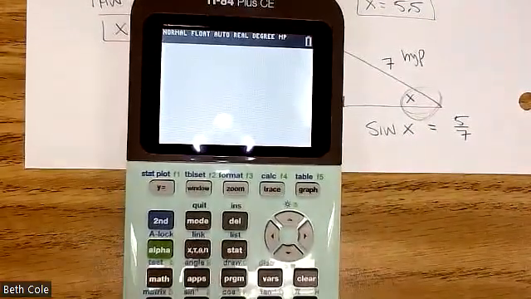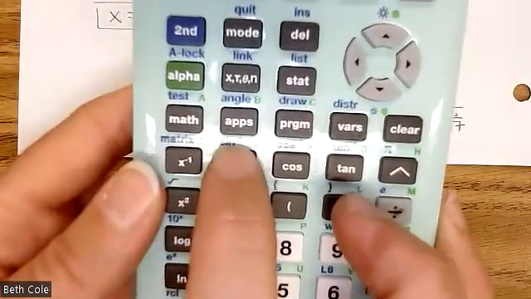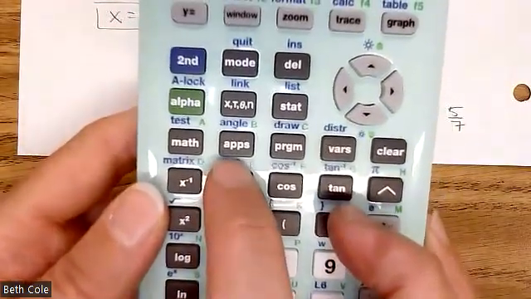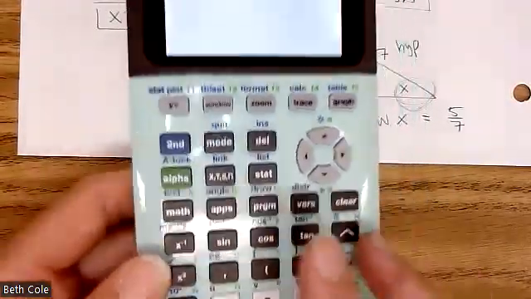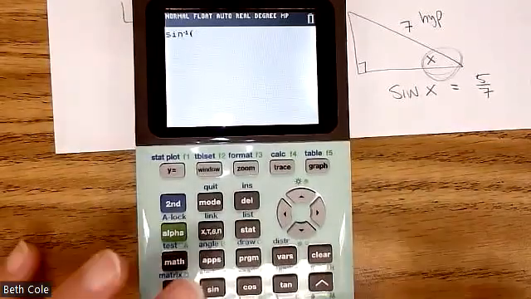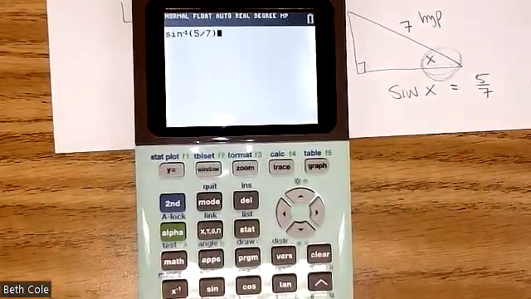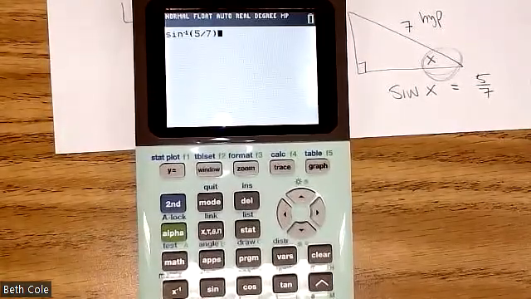Now, when you want the angle, the way that you type this is second sine. Do you see how the sine right above it has that little -1? Do you remember what the little -1 means? Oh, good, perfect. You guys are awesome. Inverse. So you're going to hit second sine and then 5/7. So when you want the angle, you have to hit sine inverse or cosine inverse or tangent inverse.